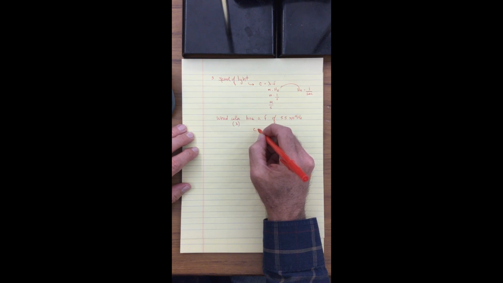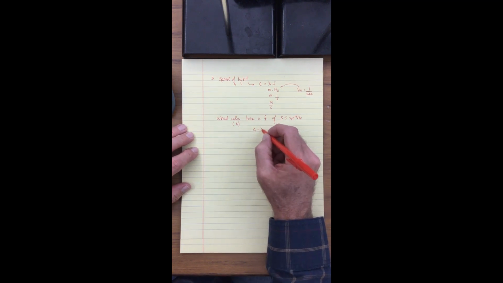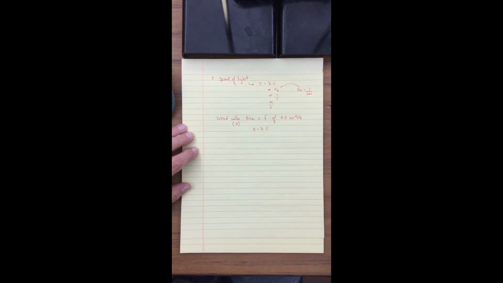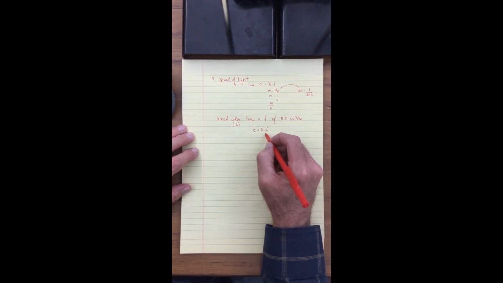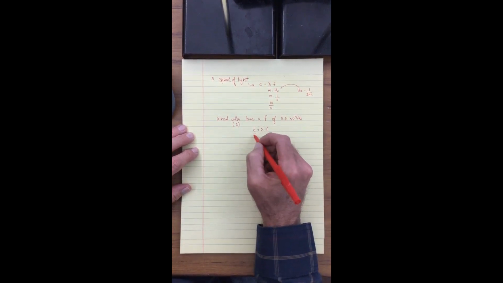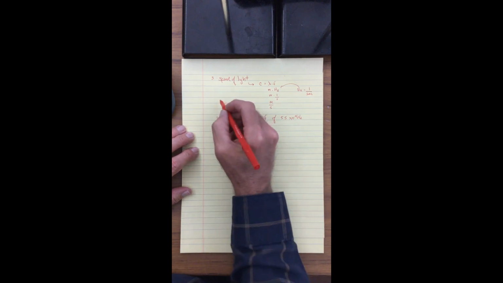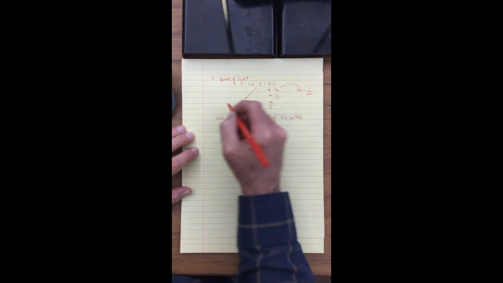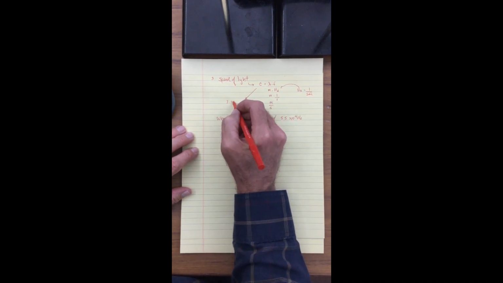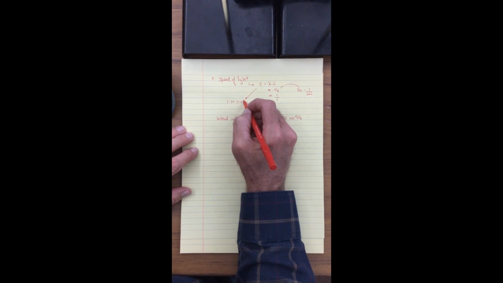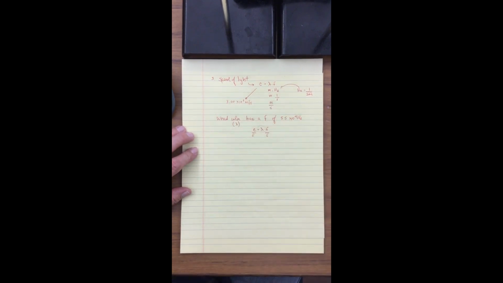So let's start off with the formula. Speed is equal to wavelength times frequency. We want to solve for wavelength, so we're going to divide both sides by frequency. Now, the speed of light is a constant. So the speed of light is going to be 3.00 times 10 to the 8 meters per second. So that's what we have to plug in for this here.